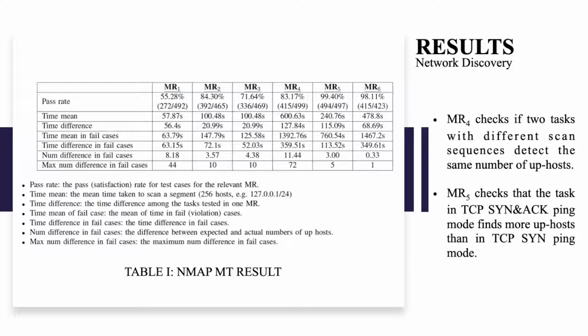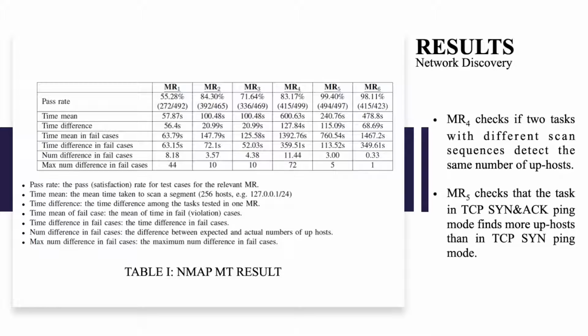MR4 checks if the 2 tasks with different scan sequences detect the same number of app hosts. The pass rate is 83.17%, and the value of number difference indicates a negative performance. Note that the timings and time difference in fail cases are more than double the average value. The reason is that OS detection may sometimes incur considerable running time, resulting in deviation.